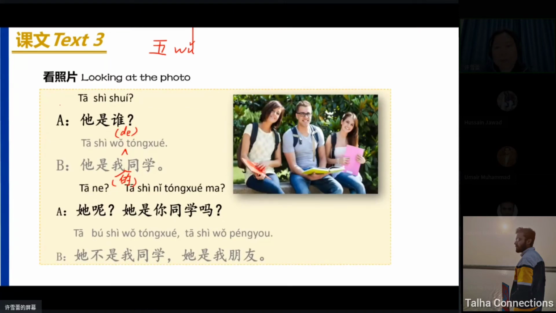If you find no, I'm not clear about it, I still have questions, yeah, you text six. Remember six. Just now we mentioned it a little. Liu, right? Liu. Liu is not clear. So again, 他是谁? Who is he? 他是我同学. He's my classmate. 他呢? What about her? 他是你同学吗? Is she your classmate? 她不是我同学. She is not my classmate. 她是我朋友. She's my friend.